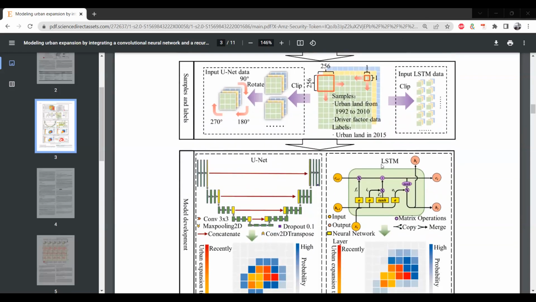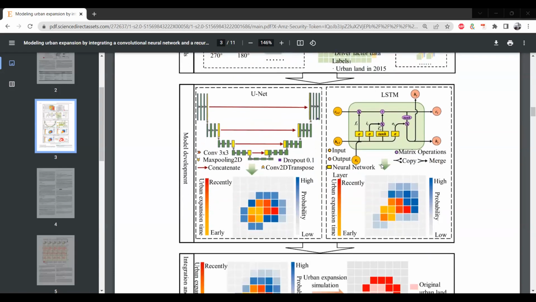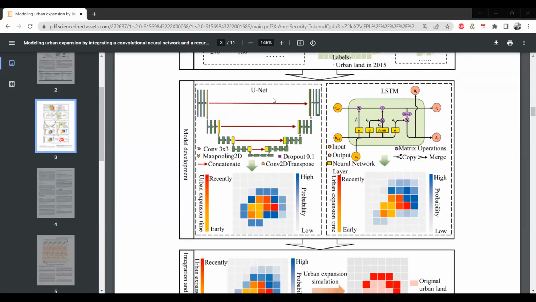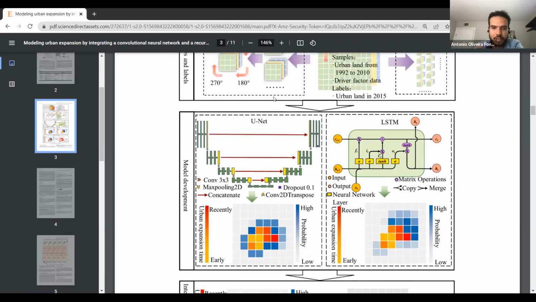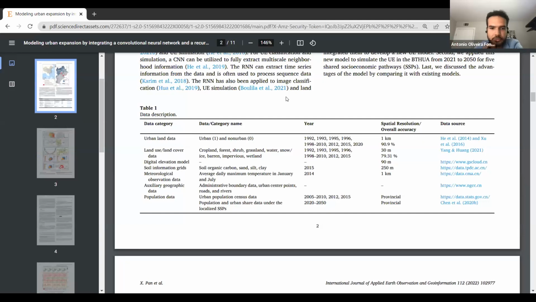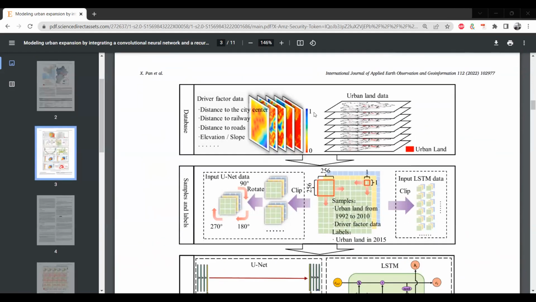And here we have the architecture for each model. So you have UNet, as I said, for the CNN. I can explain that. Yeah, I think that's better. Maybe we can just go back to the datasets panel. The one below, in the figure. Yes, the database, here, right?